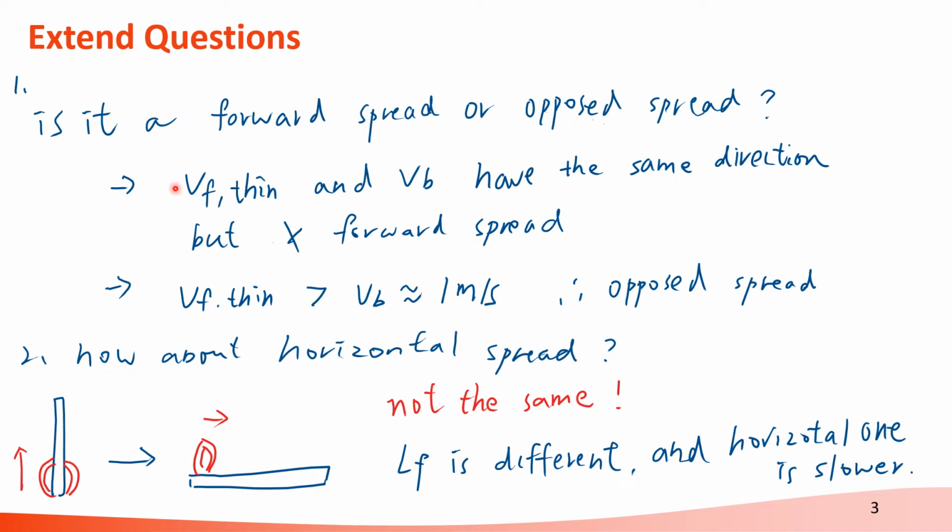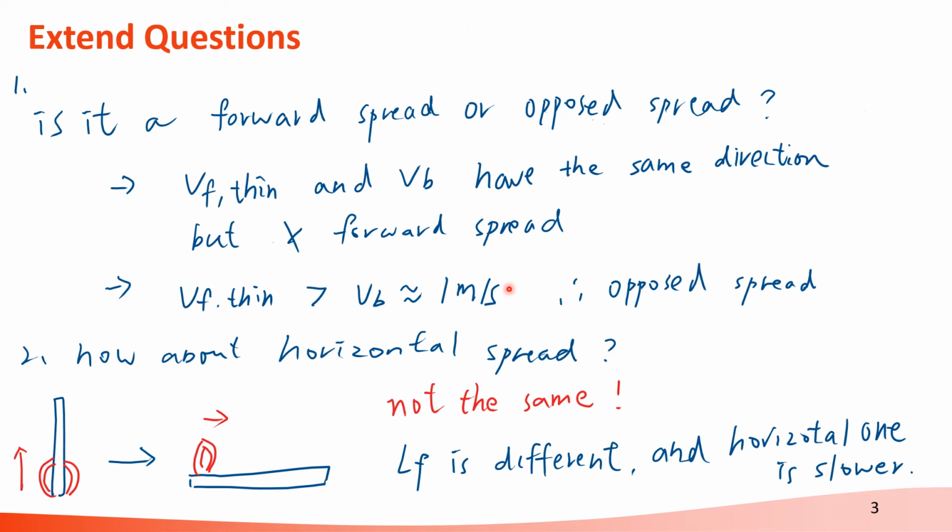So why? As we calculated in the previous slides, the fire spread velocity is equal to 2 meters per second. However, the calculated buoyancy velocity is nearly equal to 1 meter per second. The buoyancy velocity can be calculated by the square root of gravity times the flame height. So we will have 1 meter per second.